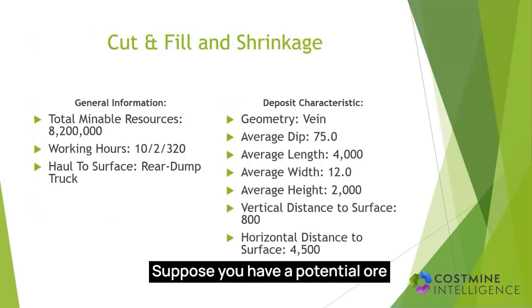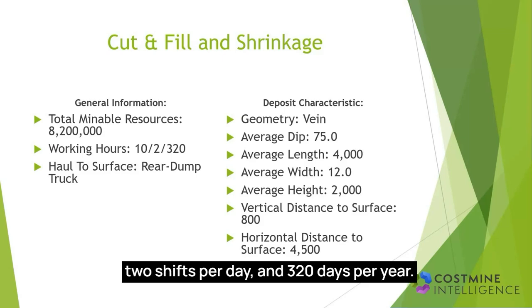Suppose you have a potential ore deposit that can be mined through cut and fill and shrinkage mining methods. The following information is required to create a cost model. Total resources, which is 8,200,000 tons. Working hours are 10 hours per shift, 2 shifts per day, and 320 days per year. Material is transferred to the surface through an adit via rear dump trucks.